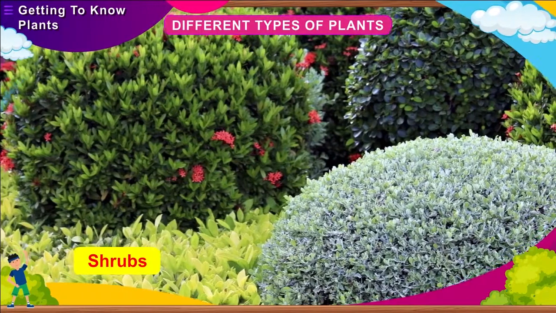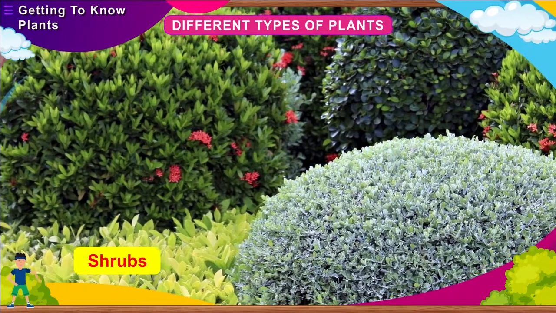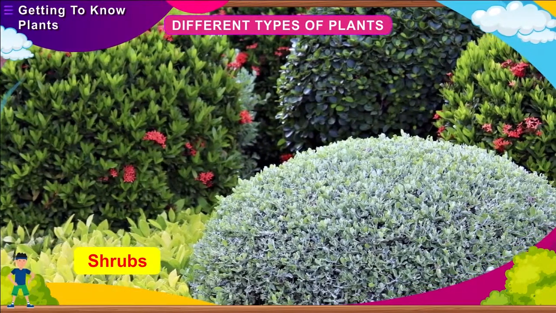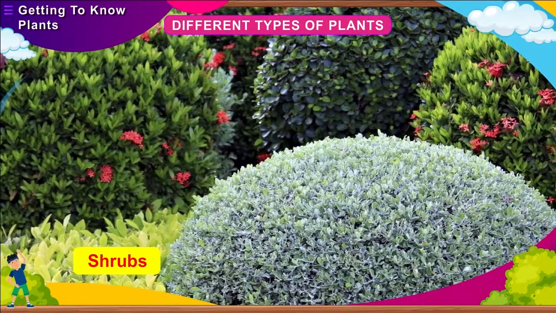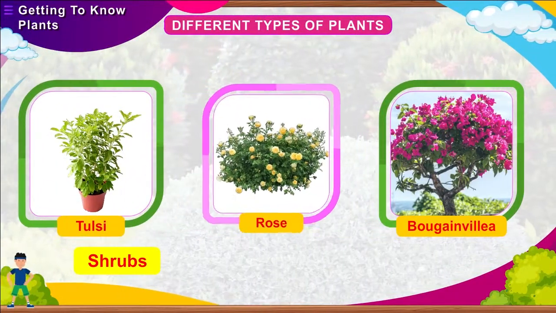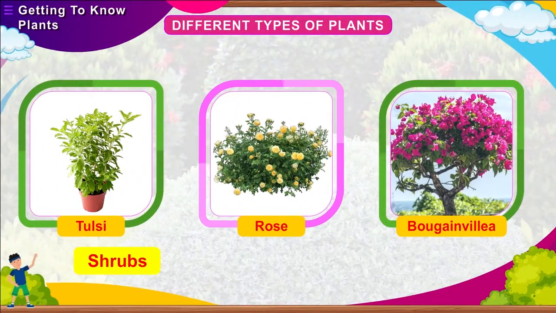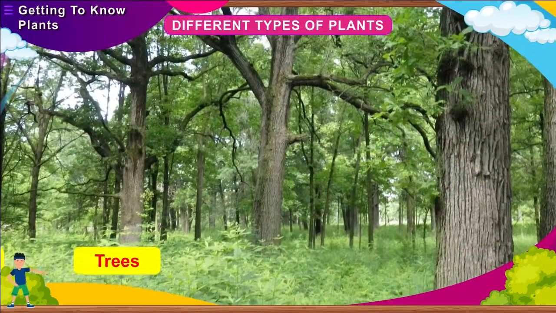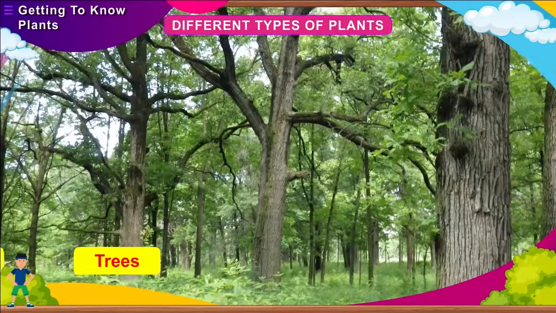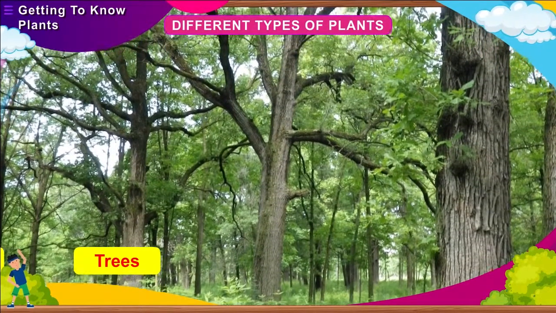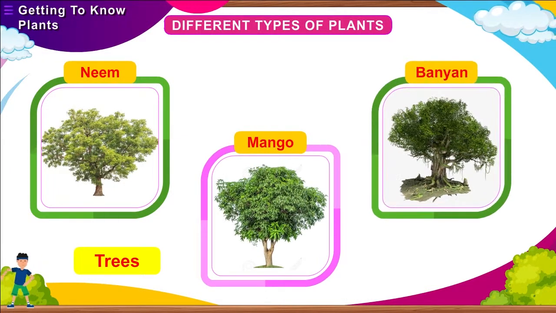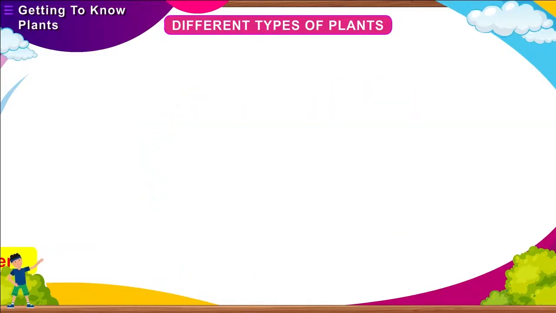Shrubs. They are bigger, medium-sized plants with a woody stem. They are extensively branched from the base of the plant. Some of the examples are tulsi, rose, bougainvillea, and so on. Trees. These are tall and big plants with a thick and woody stem. They live for many years. Some common examples are neem, mango, banyan, and so on.